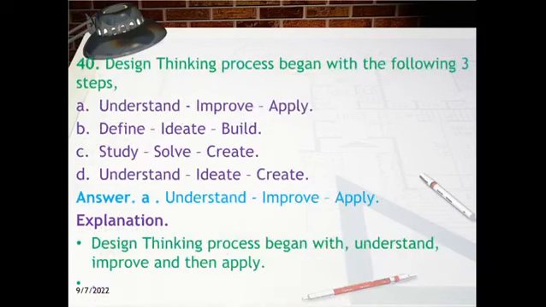40. Design thinking process began with the following 3 steps: understand, improve, apply; define, ideate, build; study, solve, create; understand, ideate, create. Answer: A. Understand, improve, apply. Explanation: design thinking process began with understand, improve, and then apply.